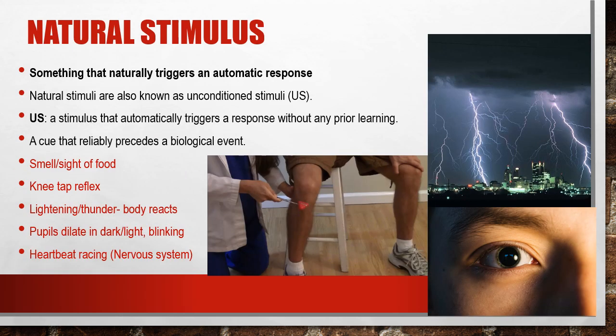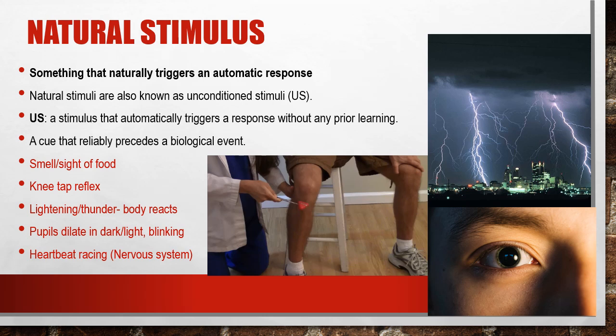Natural is similar, but it's something that occurs naturally. It's something that occurs biologically. It's something that occurs in nature. It's a cue that reliably precedes a biological event. You can't really control your pupils dilating. You can't really control that knee tap reflex when you go see the doctor and they tap your knee. You can't really control lightning and thunder.